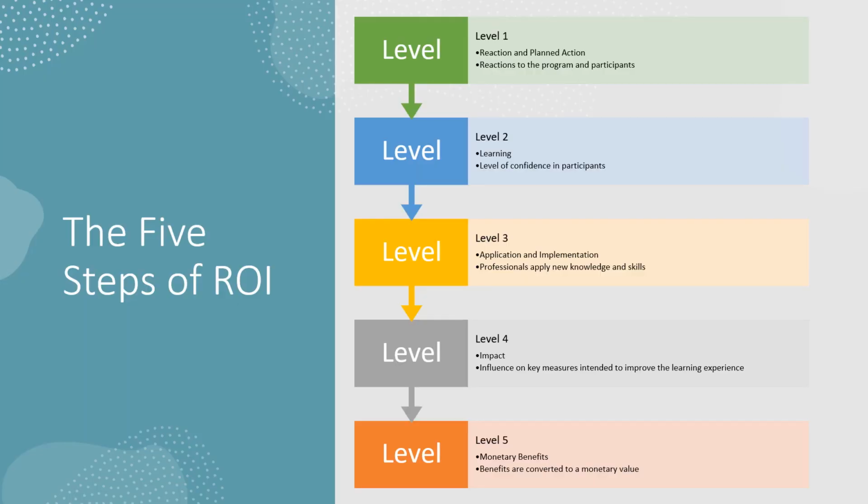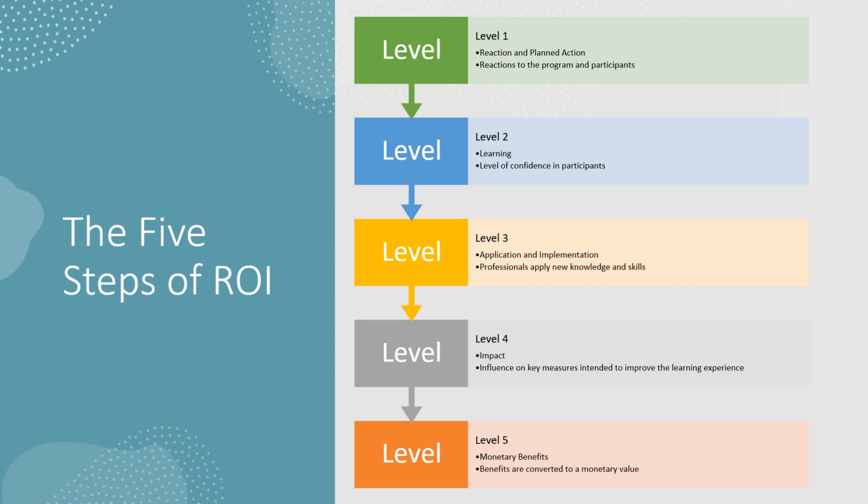So what do the 5 steps of ROI look like? They're broken down into 5 levels. The first level being reaction and planned action. And this means reactions to the programs and the participants that are involved in it. Level 2 evaluates learning and the level of confidence in the participants that are going to be evaluated. Level 3 talks about the application and the implementation of these new programs.